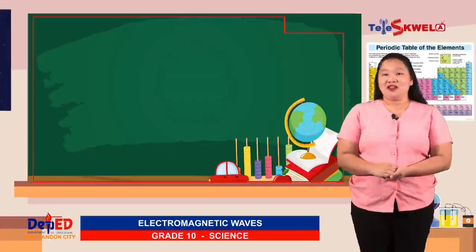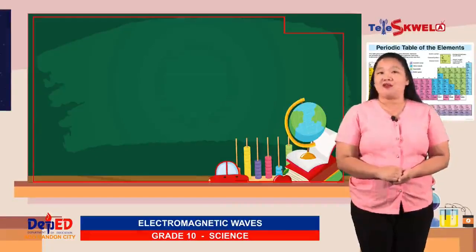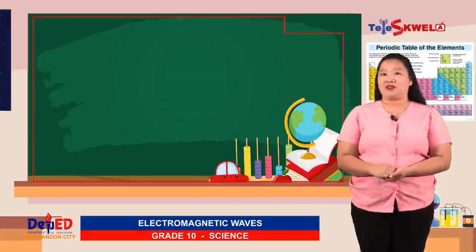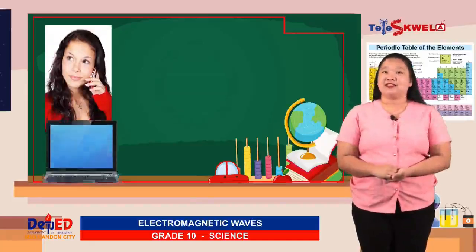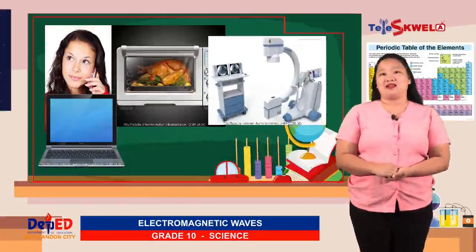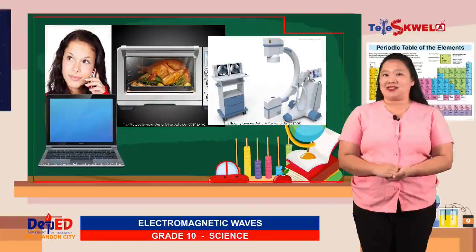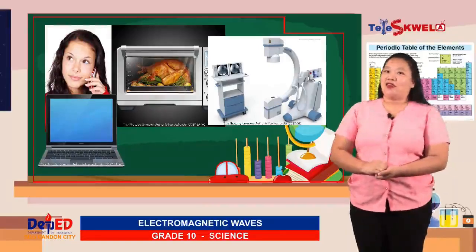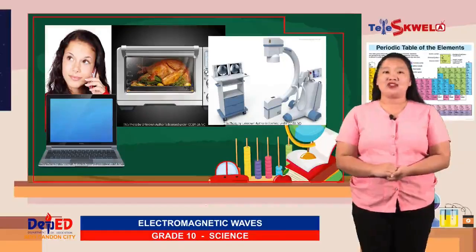Let us study these pictures. We have here a picture of a person with a cellular phone, laptop, an oven, and a medical equipment. What do you think is common among these pictures? That's right. These technologies emit radiation. This radiation is what we call the electromagnetic waves.